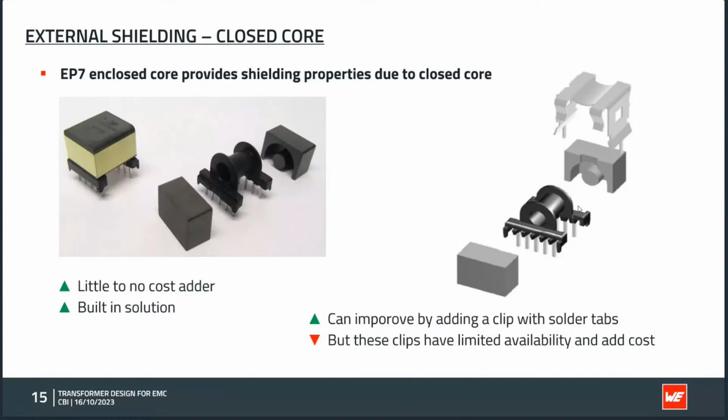It doesn't add any cost because ferrite is cheap, and we have this in big quantities. It shows excellent EMI performance due to the fact that the core is closed already. Very little radiation can come out of the transformer.